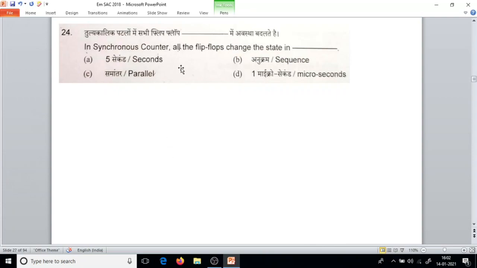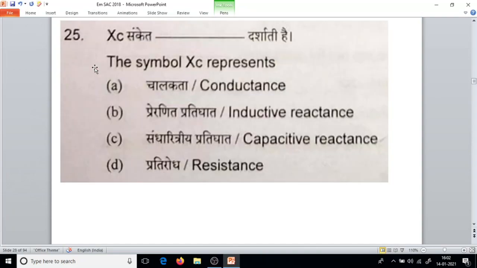Question number 24. In a synchronous counter, all flip-flops change the state. Synchronous means together, always together, or parallel. So the answer is option C. But in the ripple counter, it's not like that. In a ripple counter, delay will get added by each stage. So for a synchronous counter, it will change the states in parallel.